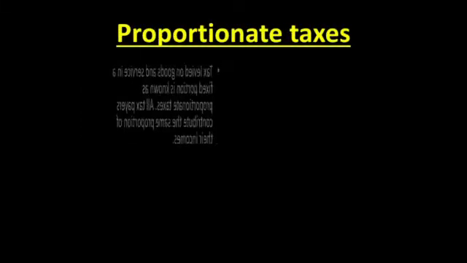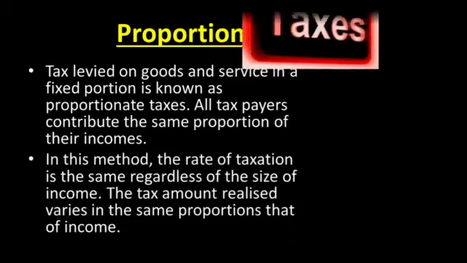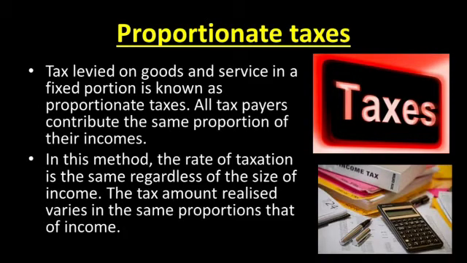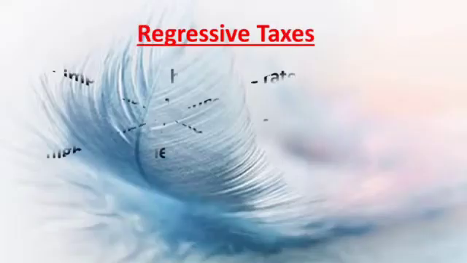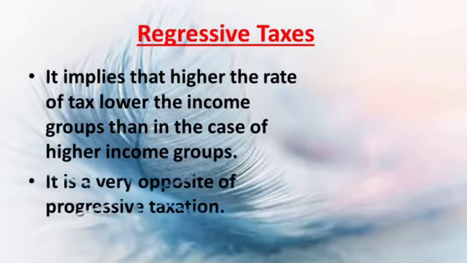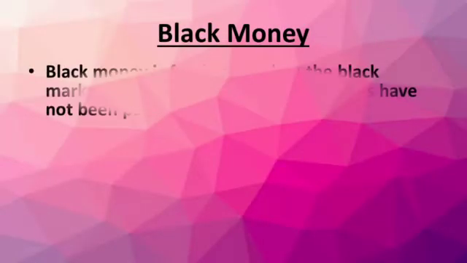Proportionate tax. The tax charged on goods and services in a fixed proportion is known as proportionate tax. The tax differs from one good to another and from one service to another based on the quality and quantity of goods and services. But all taxpayers contribute the same proportion of their income for the goods and services. Regressive tax. It makes high taxes charged for those who have higher income and low taxes charged for those who have lower income.